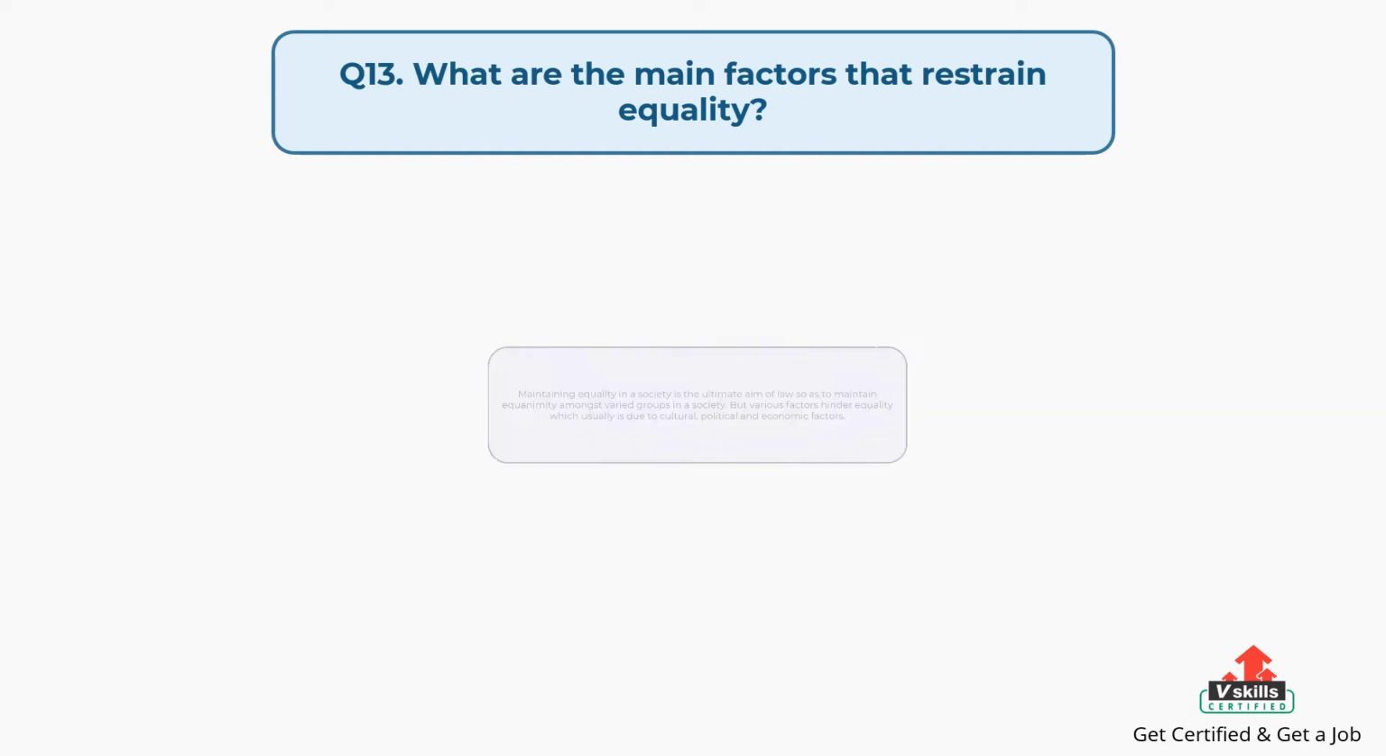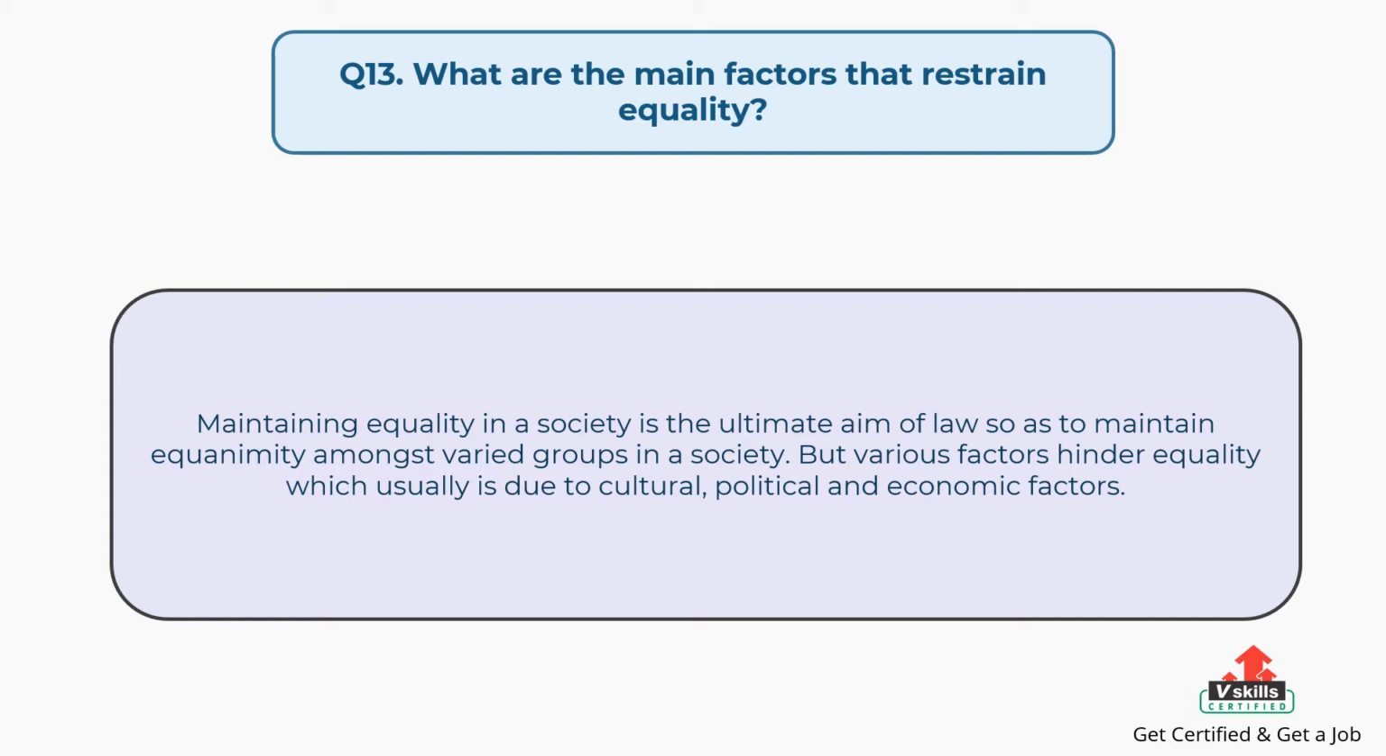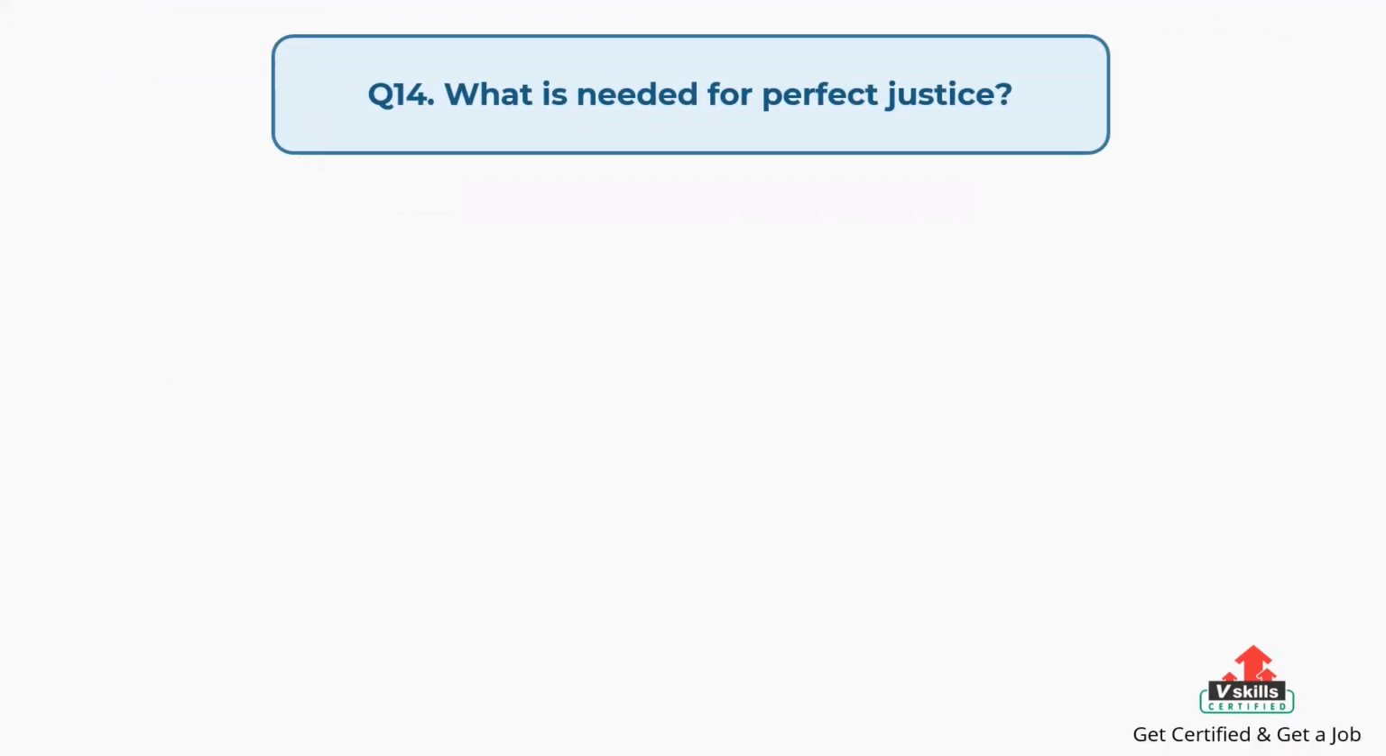Question number 13. What are the main factors that restrain equality? The answer is: maintaining equality in a society is the ultimate aim of law, so as to maintain equanimity amongst varied groups in a society. But various factors hinder equality, which usually is due to cultural, political and economic factors. Question number 14. What is needed for perfect justice?